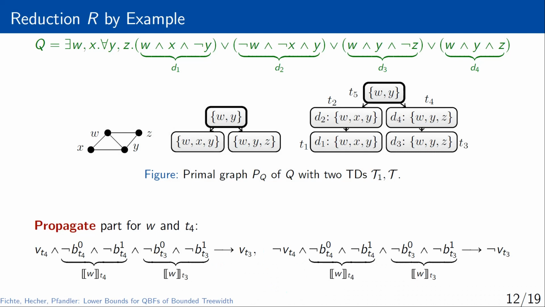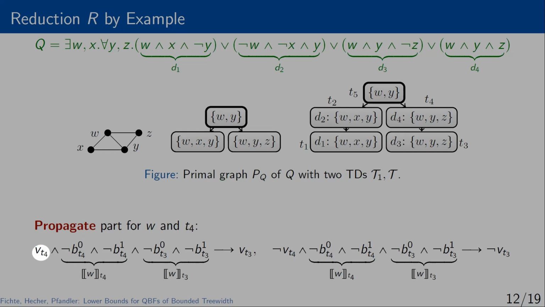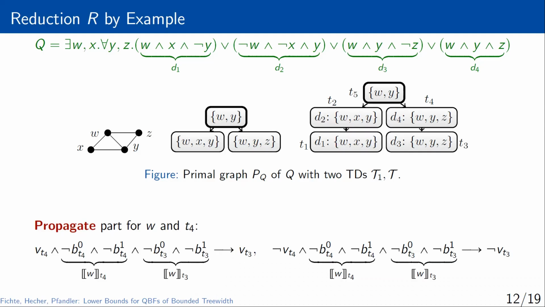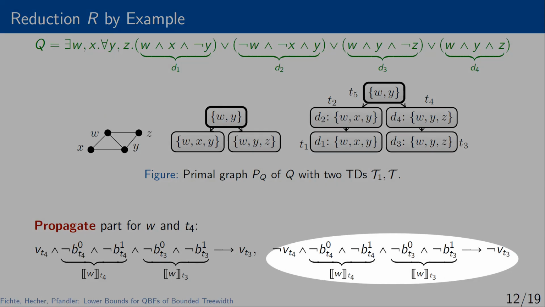As already quickly mentioned in the outline, the propagate part is responsible for synchronizing pointers. The propagate part for W in node T4 looks as follows. Whenever the value of the pointer in node T4 is set to 1, and in T4 we point to W, as well as in T3 we point to W, then the value for the pointer in T3 also has to be set to 1. Analogously for the case where we set the pointer value of node T4 to 0.